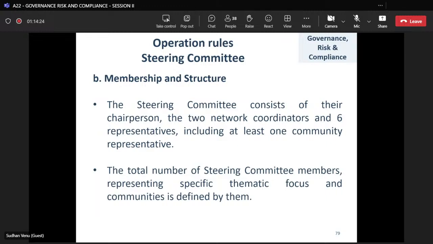And the membership and structure: a chairperson, two network coordinators and 6 representatives, including at least one committee representative. That is the structure for the steering committee, and the total number of steering committee members representing the specific thematic focus and the communities is defined by them.